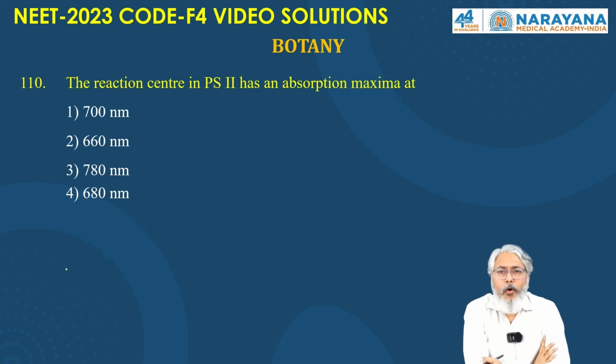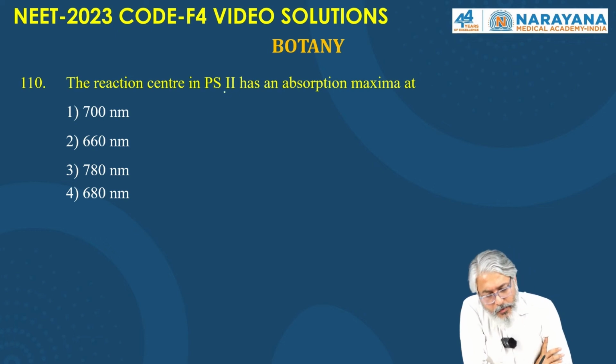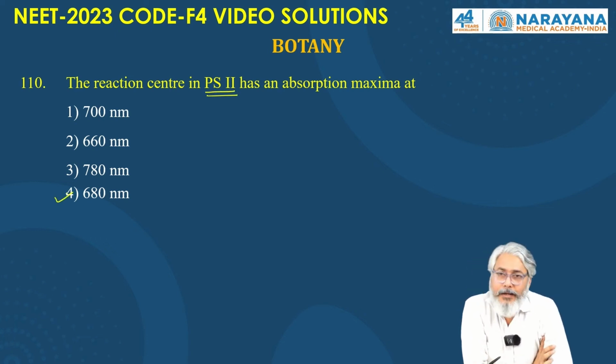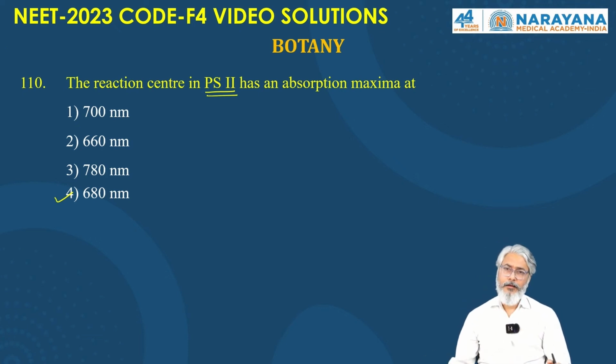The reaction center of PS1 has an absorption maximum. When we talk about the reaction center of PS2, the answer is always 680 nanometer. If they are asking the reaction center of PS1, the answer is 700 nanometer. So here the correct answer for PS2 is 680.